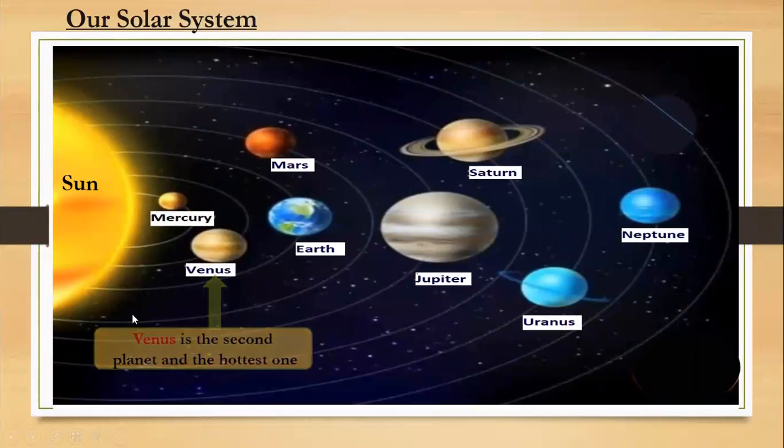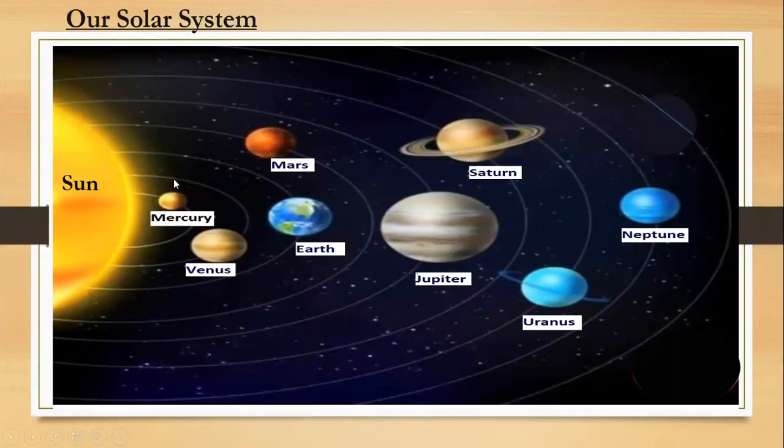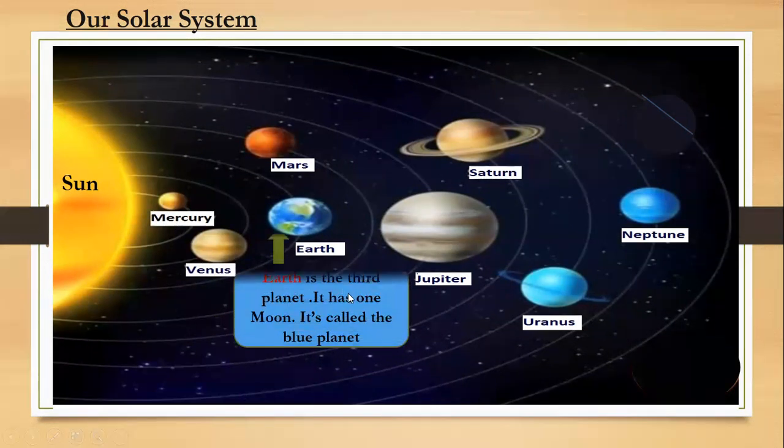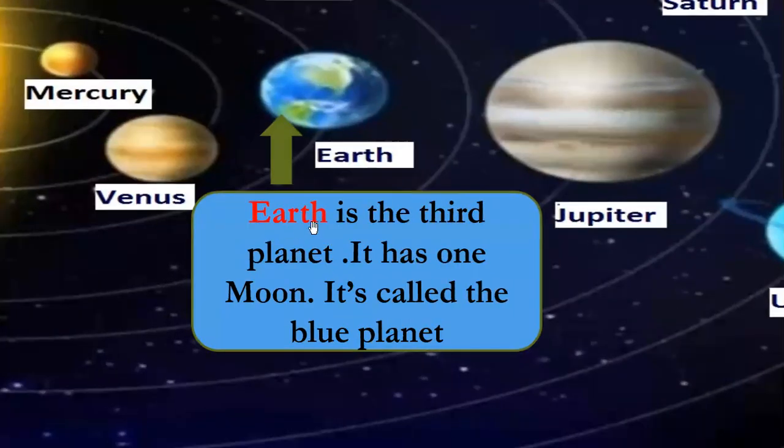This is Venus. What about the third planet? So the first planet is Mercury, the second one is Venus. Now, the third planet is Earth. Earth, الكوكب الثالث هو كوكب الأرض. We will now learn new words about Earth. Earth is the third planet. It has one moon. It's called the blue planet.